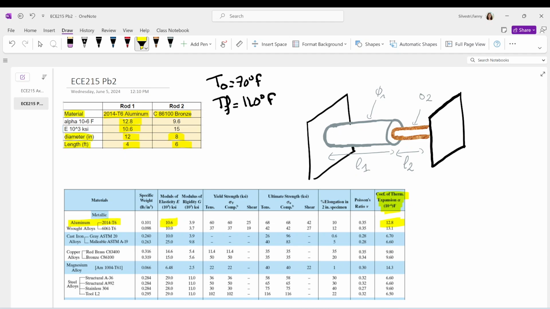And same thing for the bronze. So this is the C86100 bronze. Young's modulus 15, and coefficient of thermal expansion 9.6. So that's where all those data are coming from. They are not provided. You have to find them in your formula sheet, like the table of properties of materials.